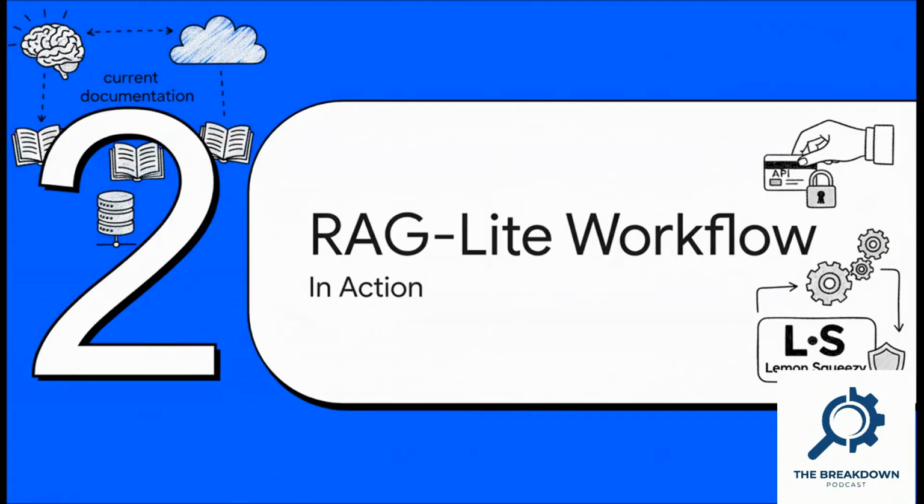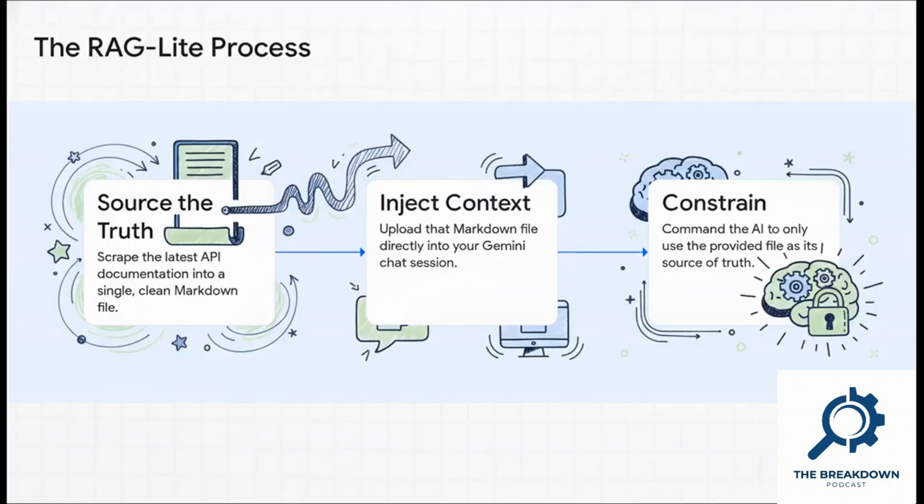All right, so let's look at a real-world example straight from the book. Imagine we're building a license check function using the Lemon Squeezy API. How would we do it with RAG-Lite? The workflow is beautiful because it's just 3 simple steps. First, you get the absolute latest source of truth, the official API docs, and you put it in a clean Markdown file. Second, you upload that file directly into your chat.